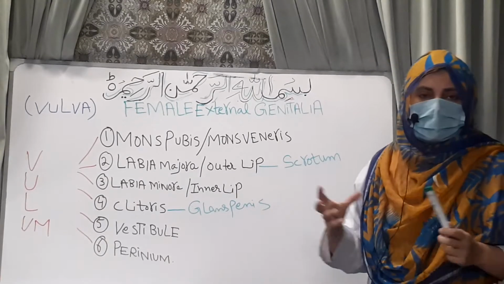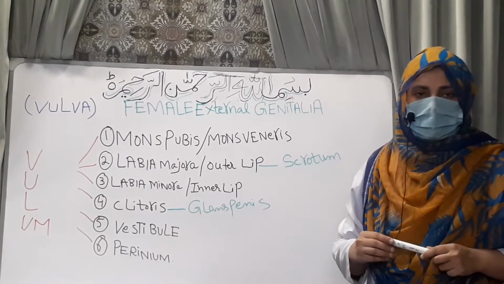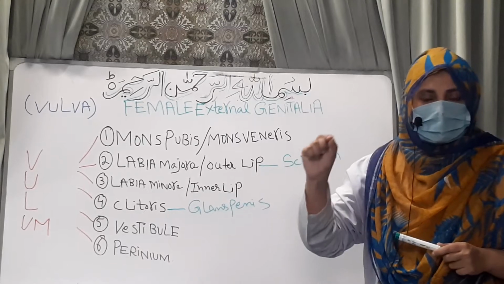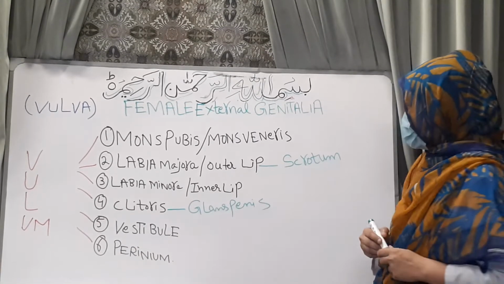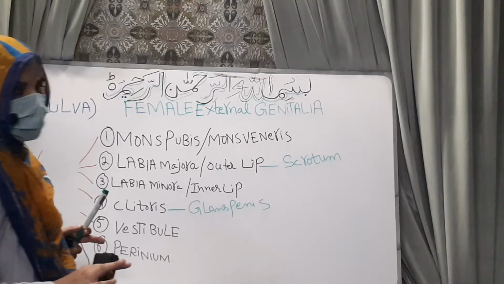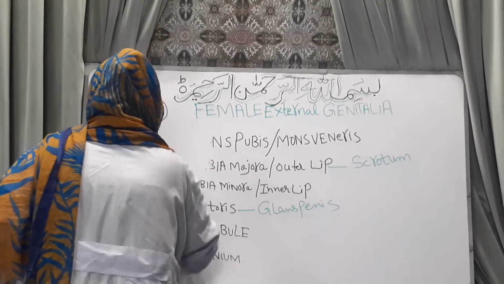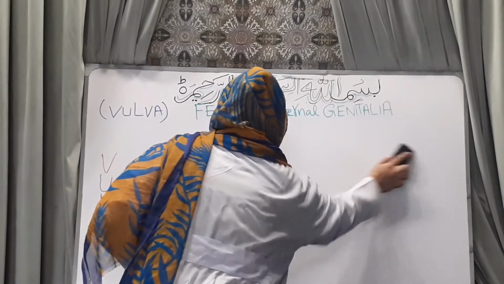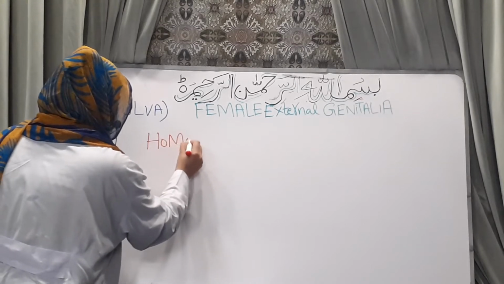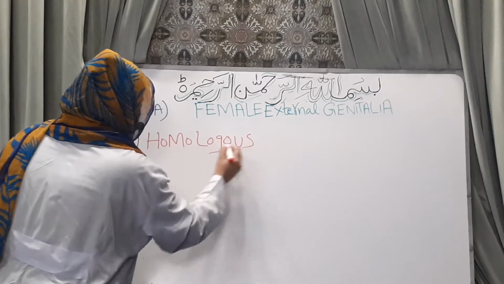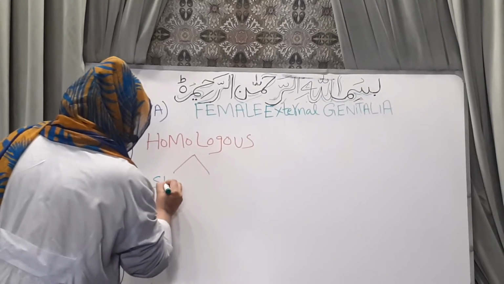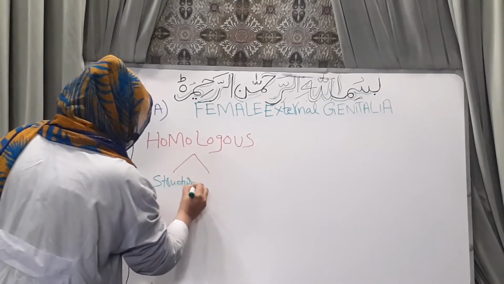Now I want to tell you what is homologous. Homologous means the structures or parts which are similar in structure and in origin.